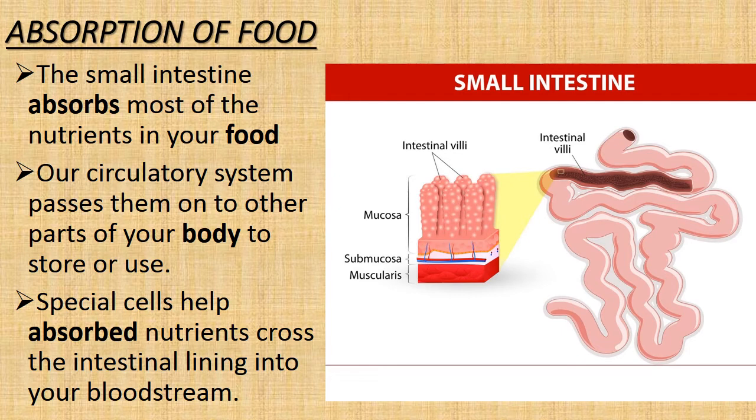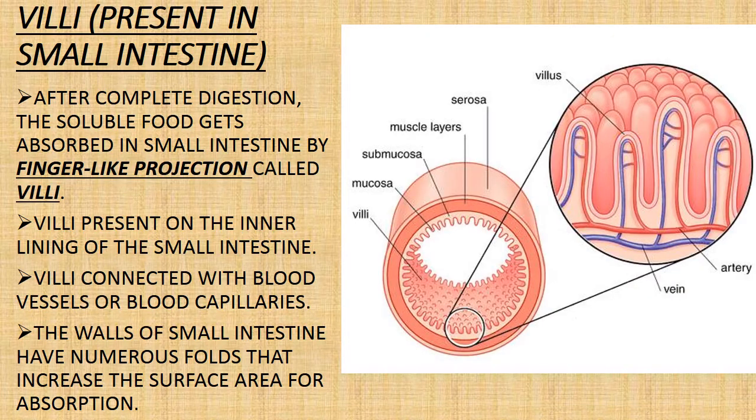The main function of the small intestine is that digestion is completed here. A special cell helps absorb nutrients across the intestinal lining into your bloodstream, as you can see in the slide. In our next slide we'll discuss an important part of the small intestine, which is villi. You can see in the picture. So our next slide is about villi.